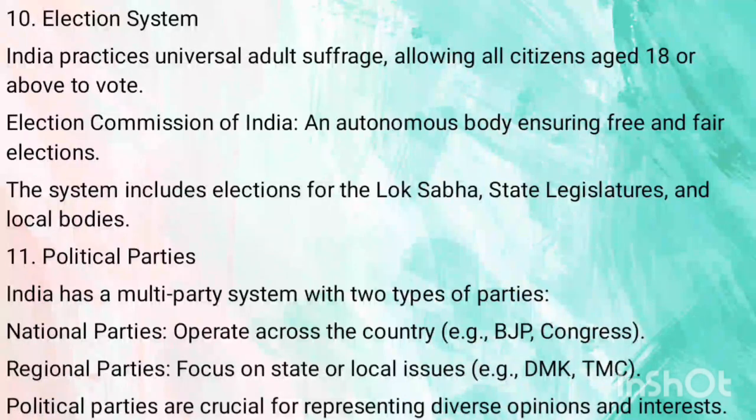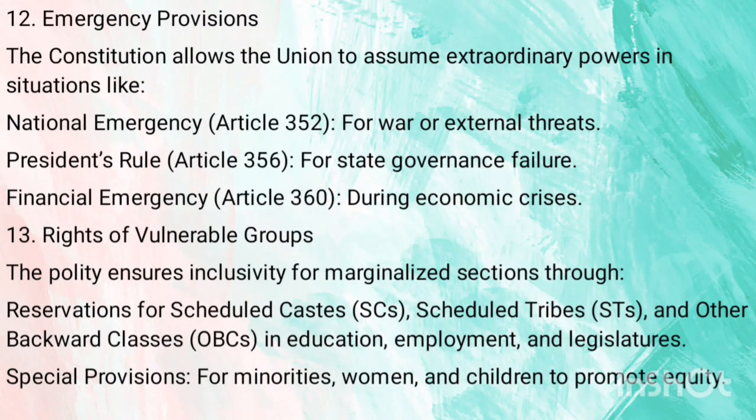Next one, election system. India grants universal voting right to citizens aged 18 and above. The Election Commission ensures fair elections for legislatures and local bodies, strengthening democracy. Next one, political parties. India's multi-party system includes national parties and regional parties, representing diverse opinions and fostering inclusivity. Next one, emergency provisions. The Constitution allows extraordinary powers during crises such as national emergency, president's rule and financial emergency.